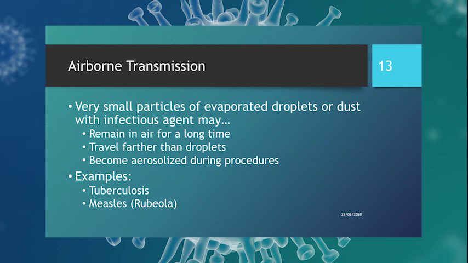So the third mode of transmission we want to talk about is airborne. And usually airborne, these are smaller particles, we can't see them, and because they're so small, the air can take them and carry them a little further than they would the droplets. And again, these airborne particles can land on our mucous membranes, and that's how the organism is passed on from person A to person B.